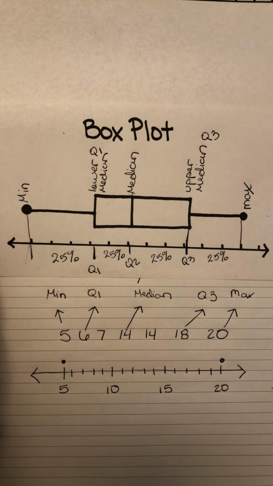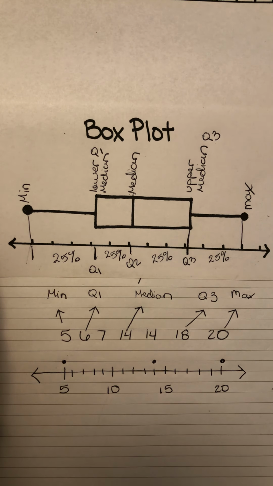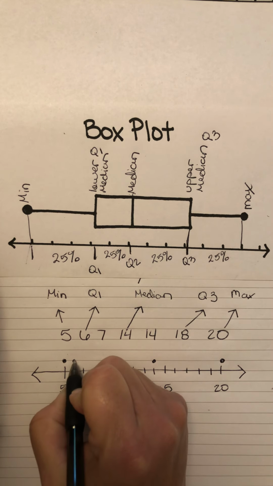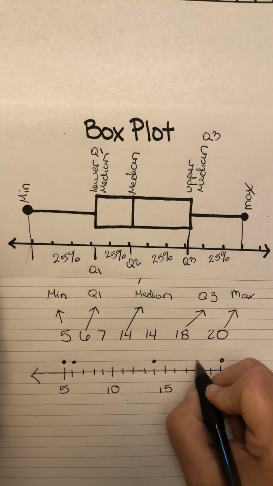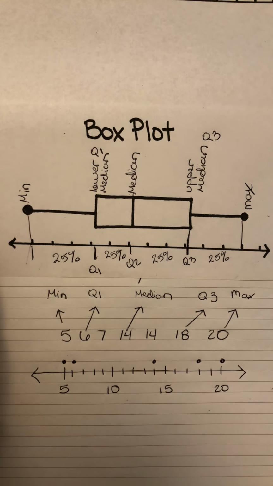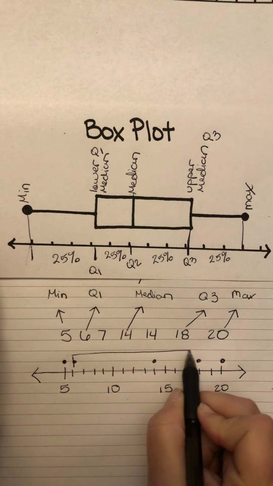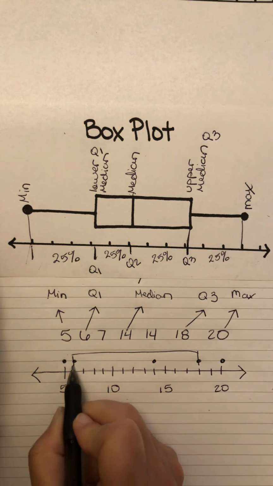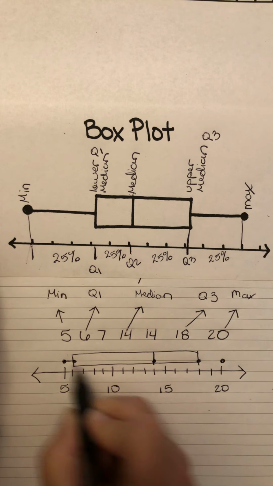Now I'm going to graph my median next, which is at 14. My Q1 is at 6. My Q3 is at 18. Now that I have all of the data on my graph, I can make my box. And then here's my whiskers.